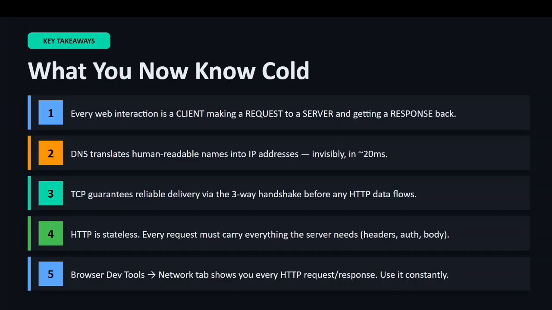And the second one is that DNS translates human readable names into IP addresses. And this takes about 20 milliseconds to do. And the third thing is that TCP guarantees reliable delivery using the 3-way handshake before any HTTP data flows. So before your friend comes to your house, he gives you a call, asking whether you are at home, then you reply, yes, I am home. Then he decides to come. That is what the 3-way handshake does, right?